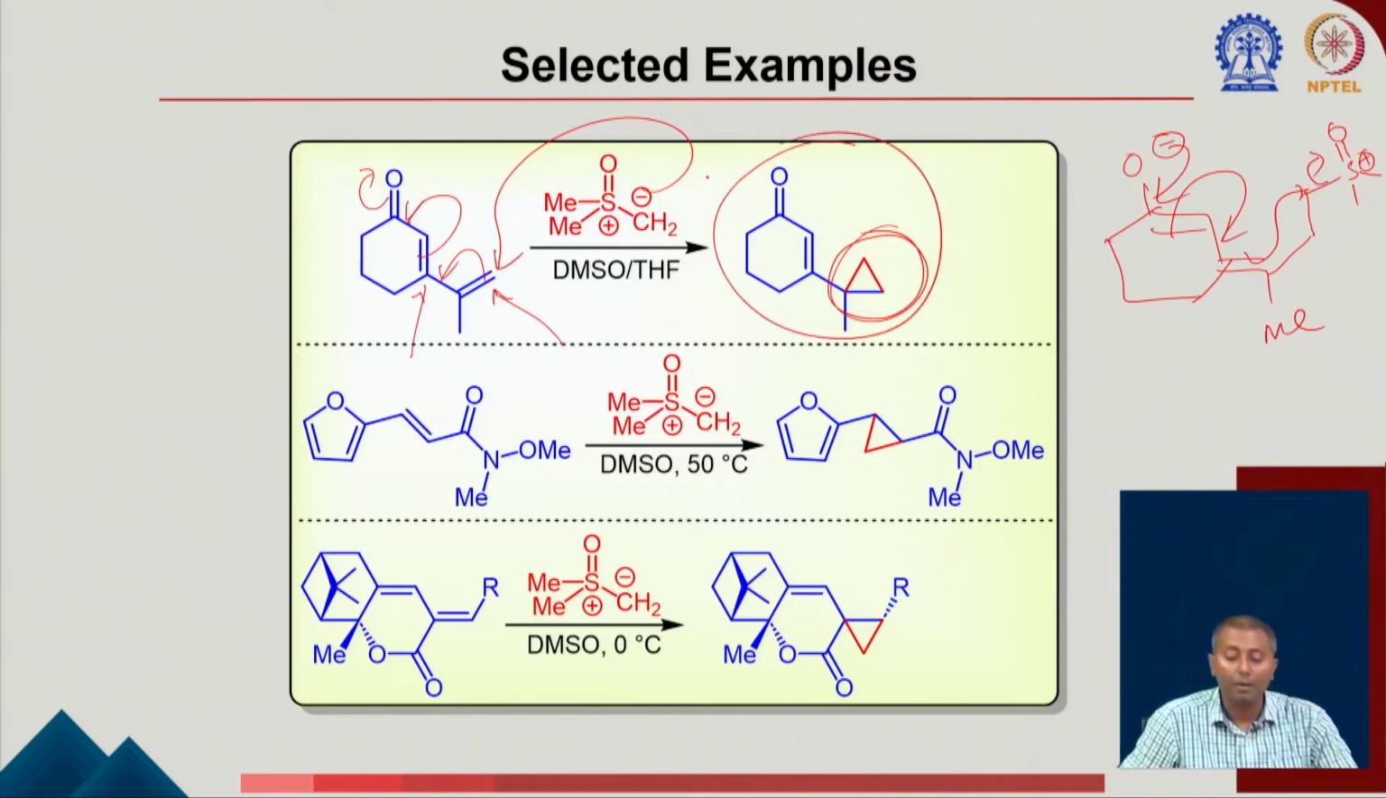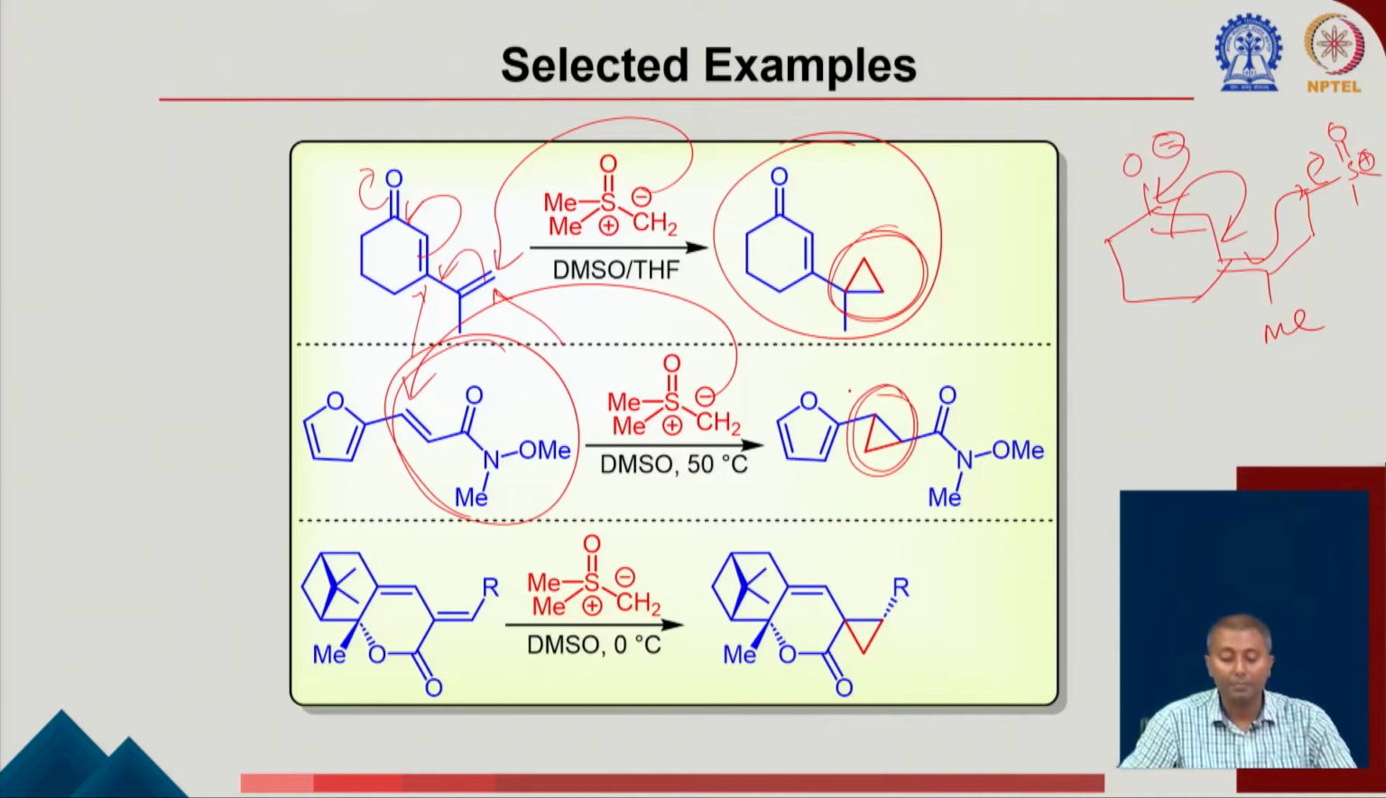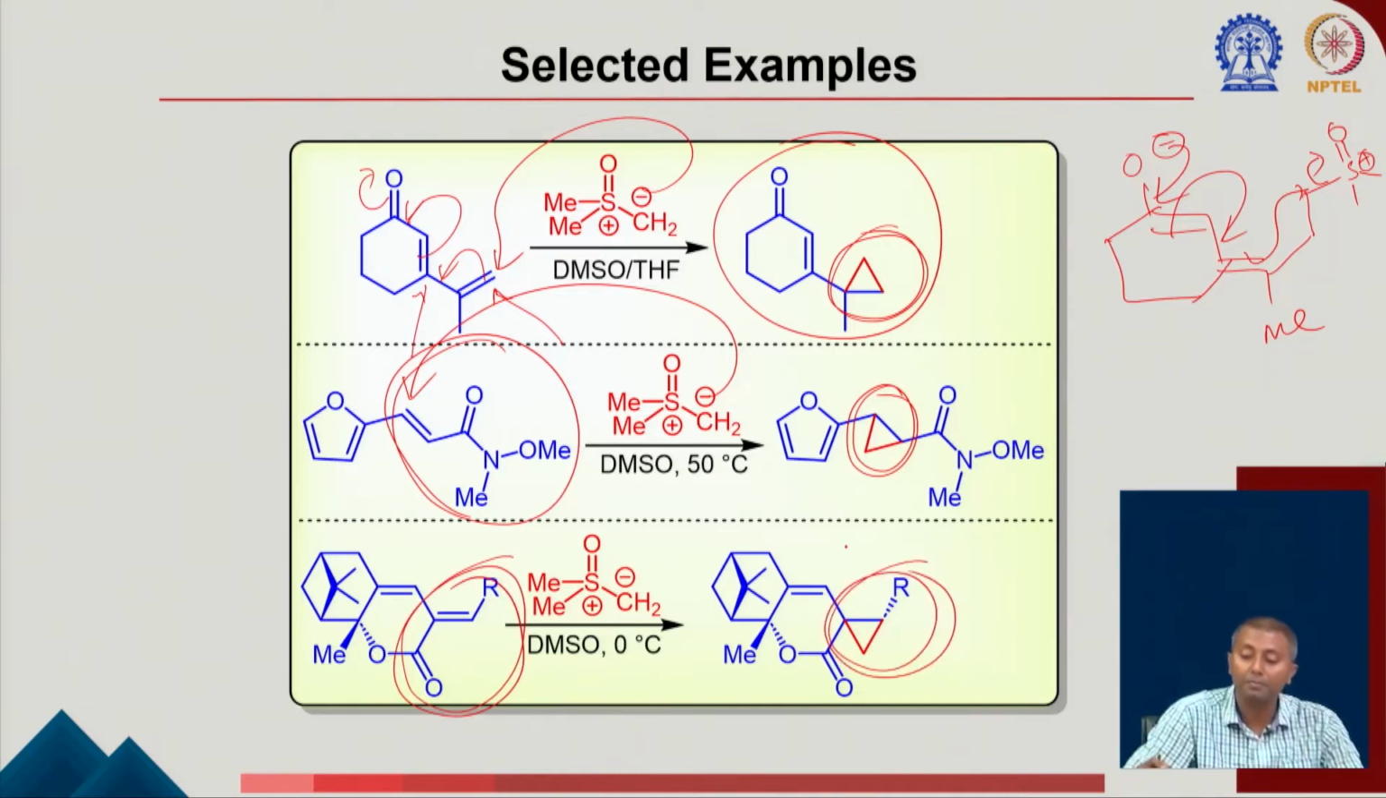Now if you have this in an alpha beta unsaturated carbonyl compound, again this is going to go for a 1,4 addition here, it is going to attack here and form the corresponding cyclopropane here. Another scenario here, this is another alpha beta unsaturated carbonyl compound, so this will go for a 1,4 addition to form this corresponding cyclopropane.